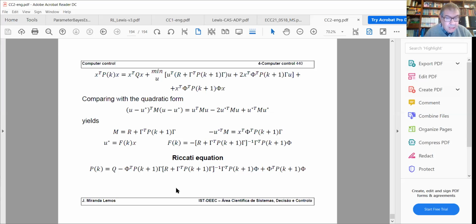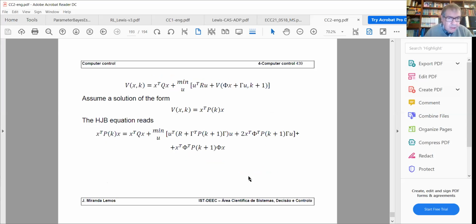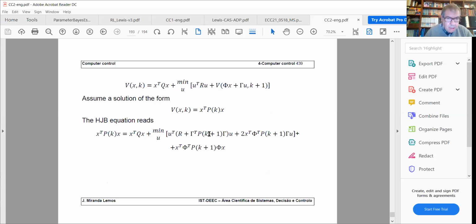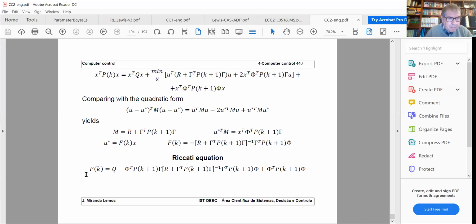Okay, this takes some lines of manipulations, but in the end you get this equation for P. That's the so-called Riccati equation. So what is the solution of this problem? The solution of this problem is given by this. So solve P that depends on K, the solution of the linear quadratic problem. So we have linear dynamics and quadratic cost. You should find a matrix P that depends on K and satisfies this equation.